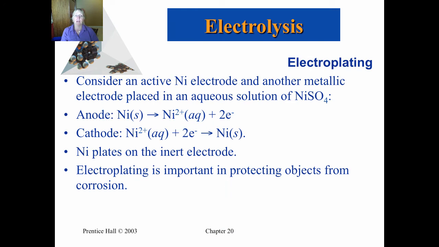When you have an active nickel electrode and another metallic electrode, like steel, for example, placed in an aqueous solution of nickel sulfate. Losing electrons over at the anode, gaining electrons over here at the cathode, and again, it looks like nothing should happen, but remember, we're forcing the electrons to flow, and nickel ions in solution will plate out on the inert electrode. And that's how we could nickel plate in this case, or silver plate our flatware if that's what we wanted to do. And that way you can protect it from corrosion.